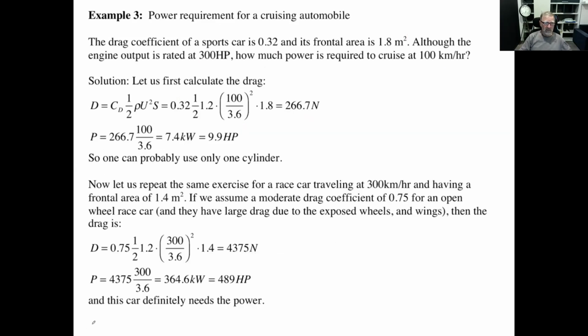Let's say it's going 300 kilometers per hour, 180 miles per hour, not too fast. That's still reasonable. It has a smaller frontal area, and we mentioned that because of all the gadgets on it, the drag coefficient is very high. So the drag at that speed is going to be based on the large drag coefficient, okay?